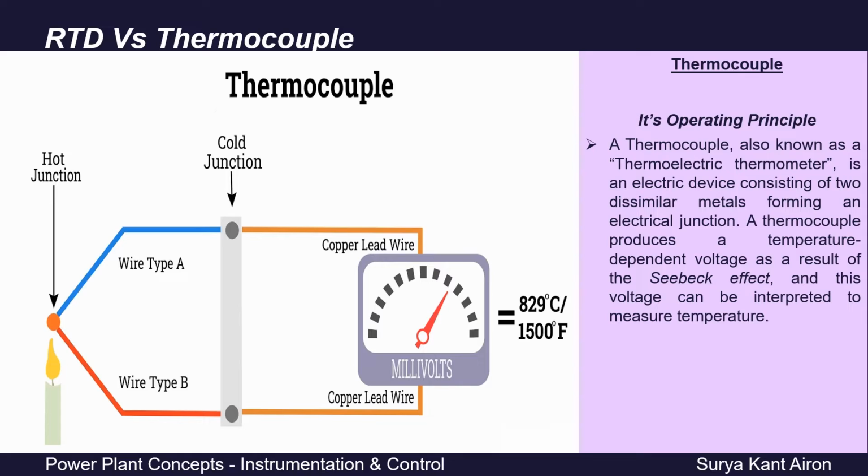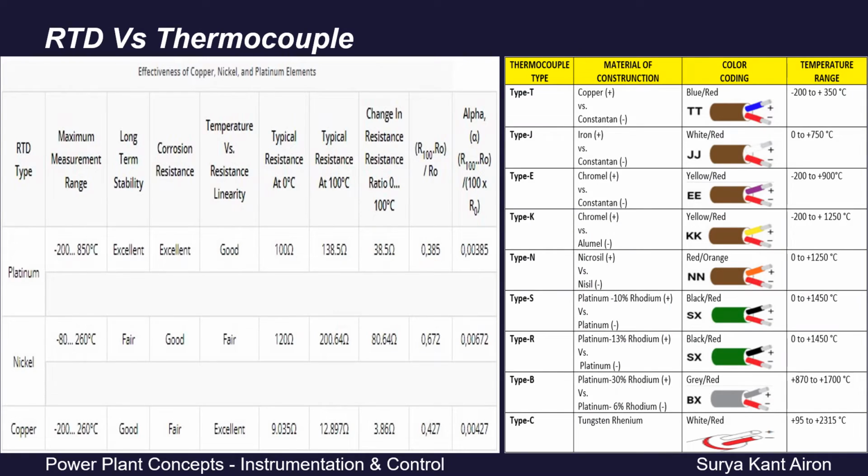This generated EMF is very small, in millivolts, generally up to 25 to 30 millivolts. Then this measured voltage is calibrated to get the corresponding temperature reading. So this was the difference between their working principle. Now coming to their measurement range.